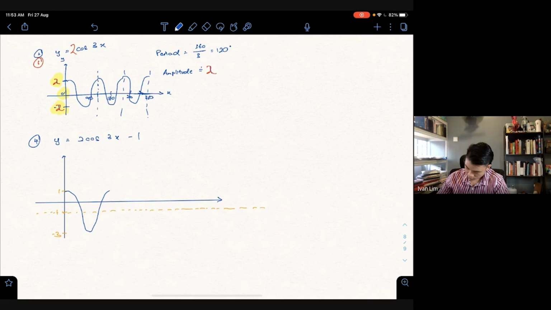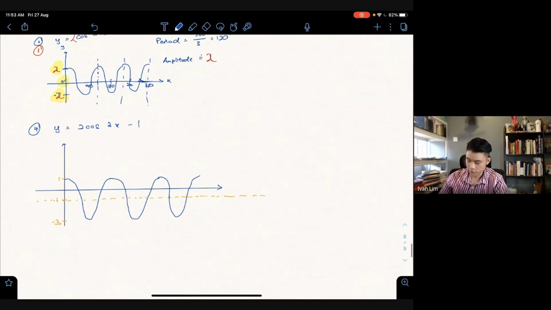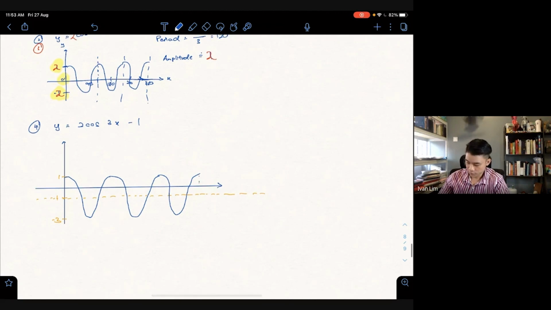1, 2, 3. Okay, I draw not according to scale. Okay, but here will be 360 degrees. Then the middle here, 180 degrees. And then here, 0 degrees. Okay, so this will be a y equals to 2 cos 3x minus 1 graph.